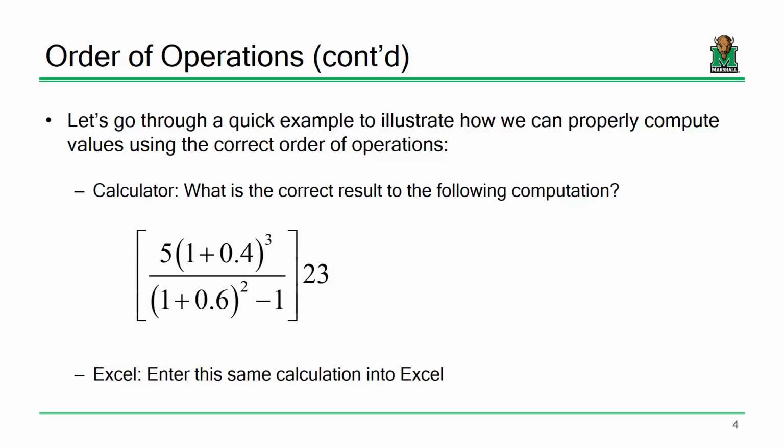Okay, so we executed the exponent calculations. Next is the multiplication and then the divisions. So the multiplication is going to be the 5 times 2.744. That gives us 13.72.